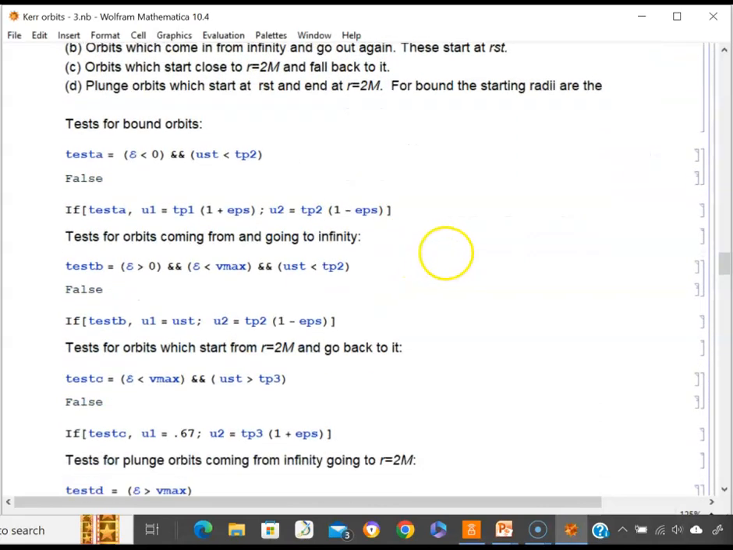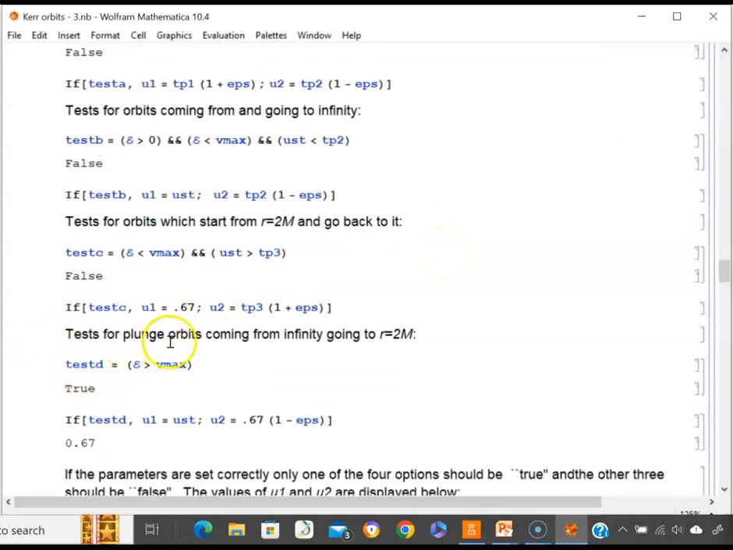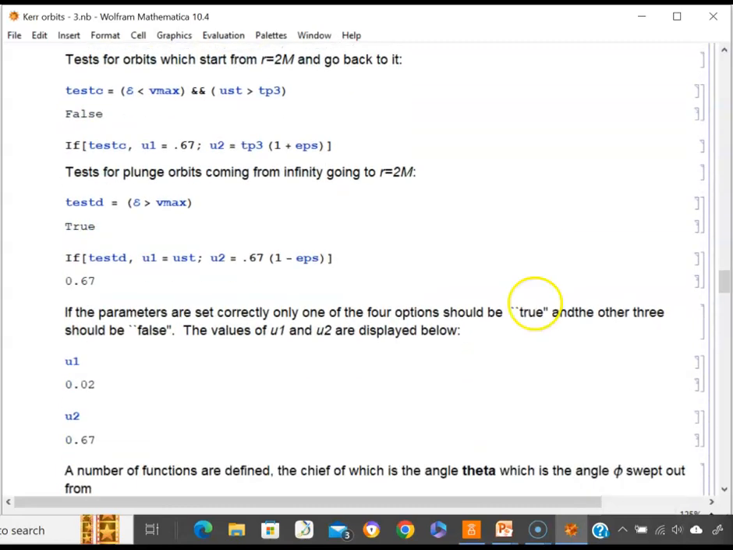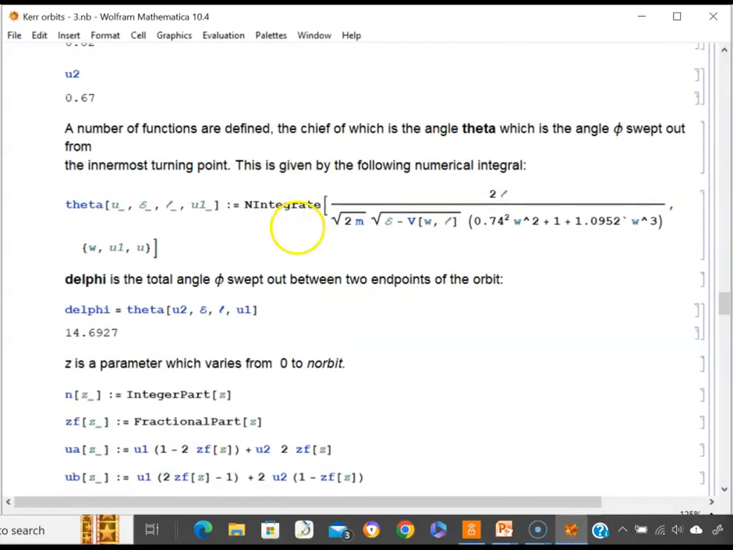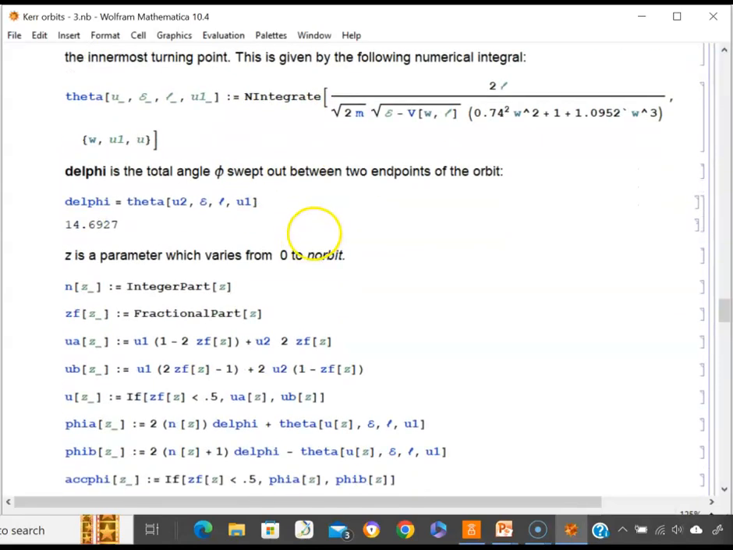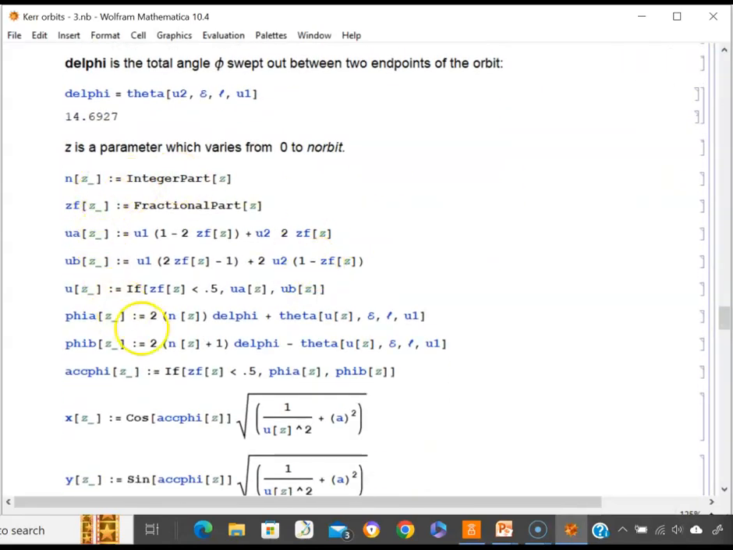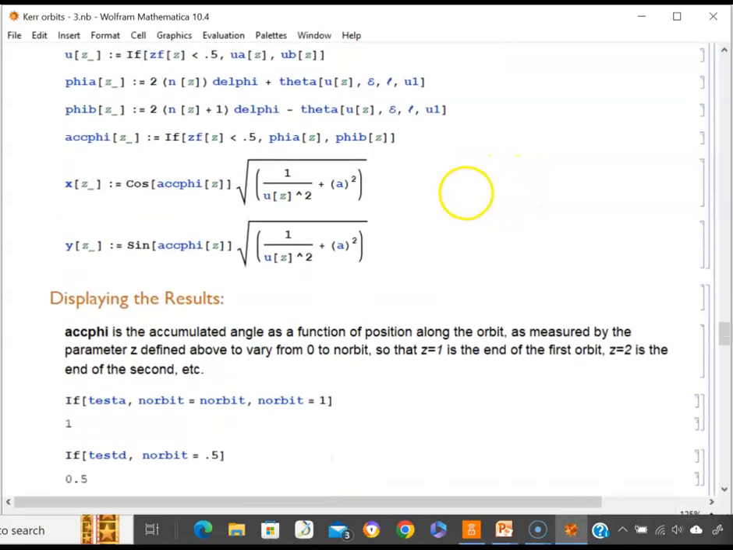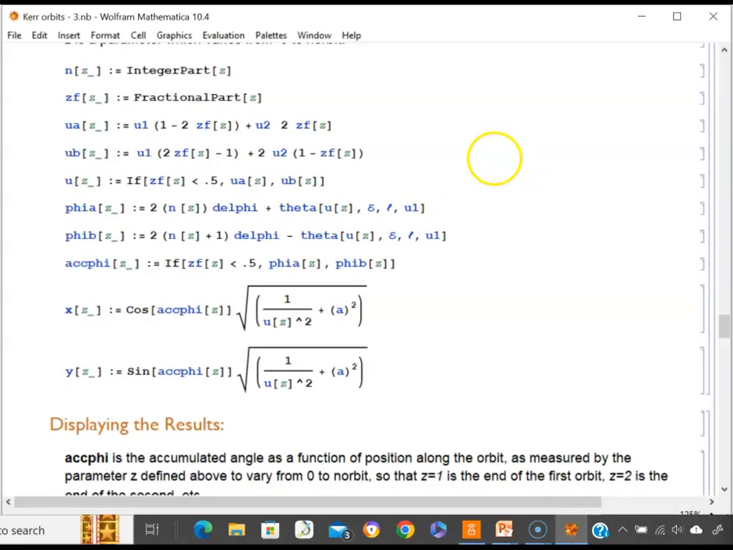Tests for different orbits. You can see what I've got at the moment. This test tells me I've got a plunge orbit, coming from far away from the source mass, heading into the source mass and ending there. The test for that is that the energy parameter is set greater than the maximum effective potential. In we go. We integrate this, then have a look at the number of orbits it goes around. The Z parameter varies according to the number of orbits. And don't forget the other alteration we had to make as well. I changed some of these.